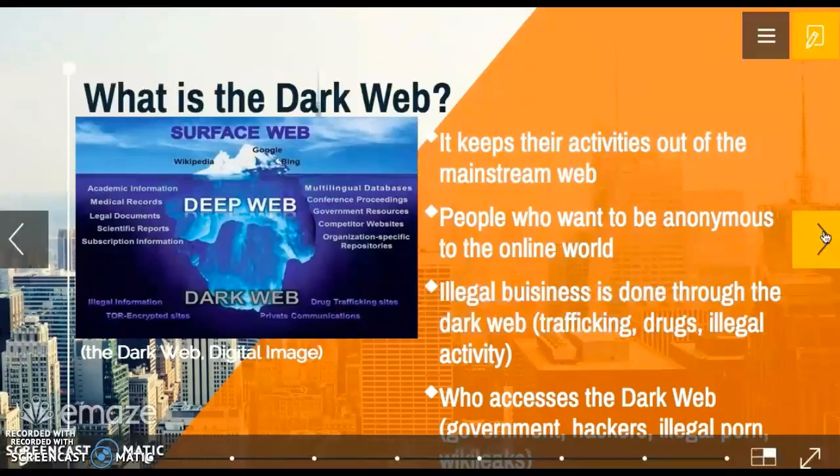Bing. The deep web is kind of just under the surface. Those are areas with medical records and legal documents that we may not have access to. And then there's the dark web. It's way below, into the deep waters, which provide illegal information, drug trafficking sites, and private communications. Through the dark web, there also is Tor, which is encrypted sites where you have to have specific access.